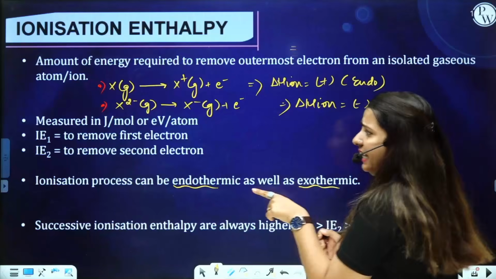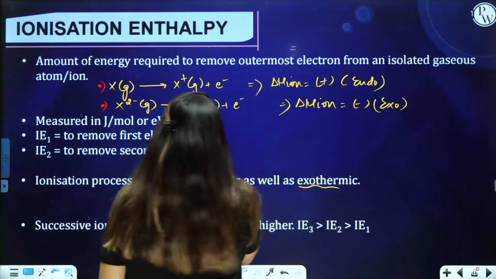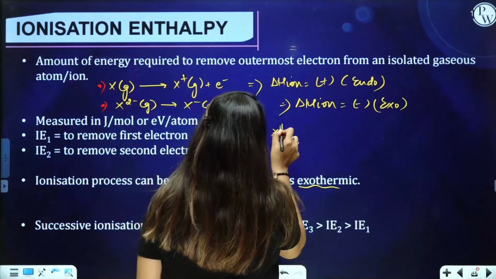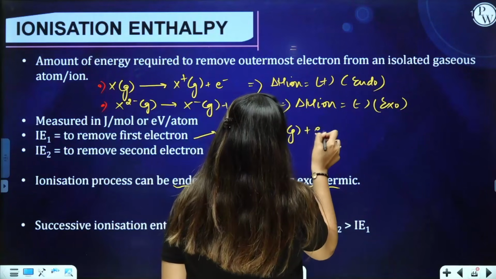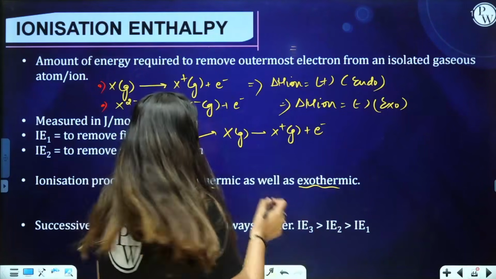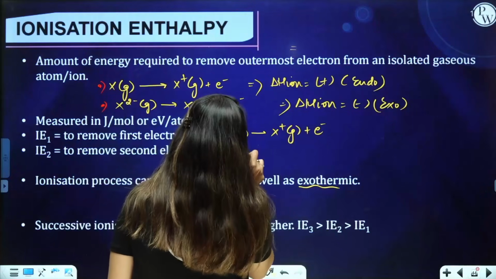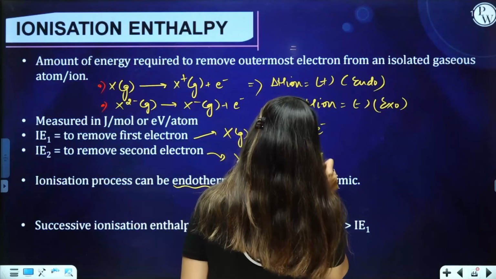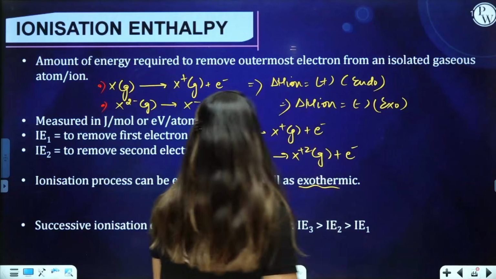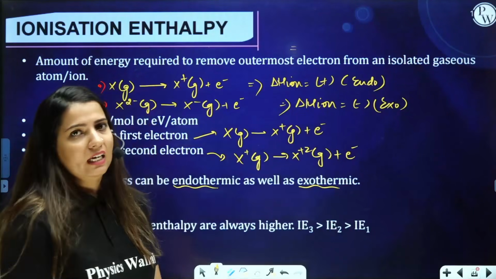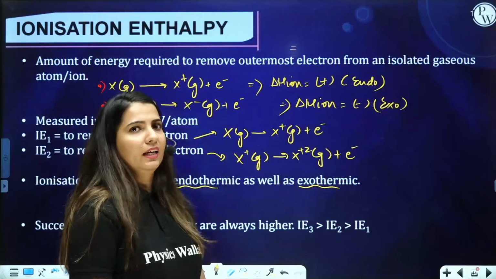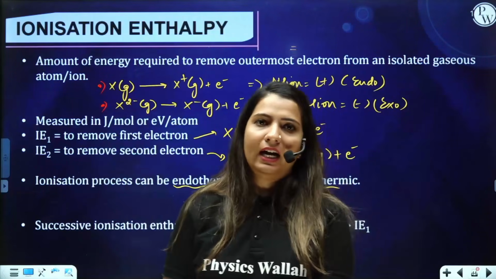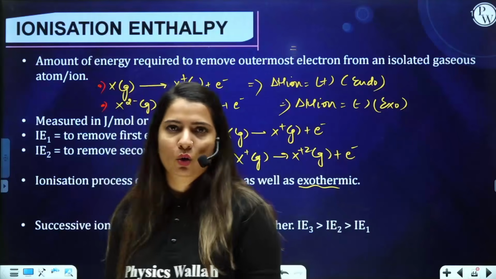So what is IE1? What is IE2? Whenever you are removing the first electron, X positive gaseous plus electron, that will be IE1. But if you are removing another electron from the same ion, X positive gaseous, that will be IE2. Do not say the word ionization enthalpy, that has no significance. IE1 first electron, IE2 second electron.